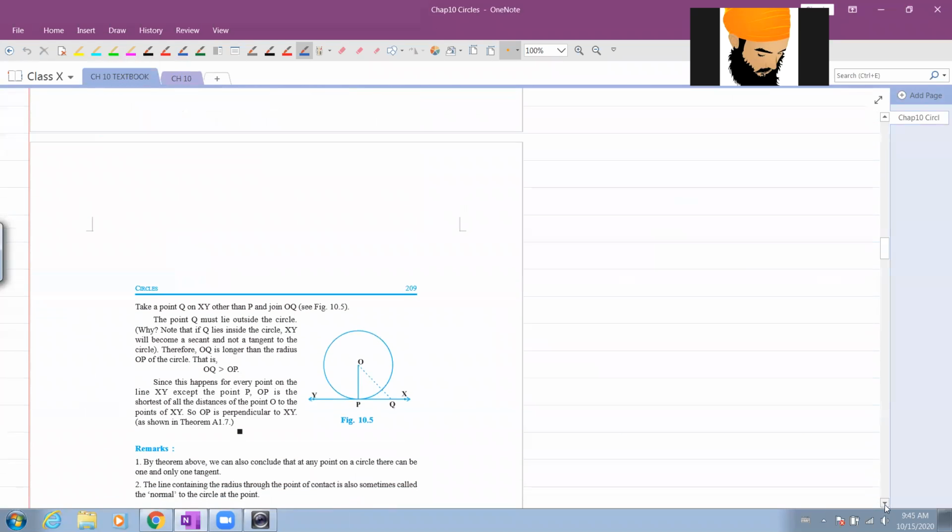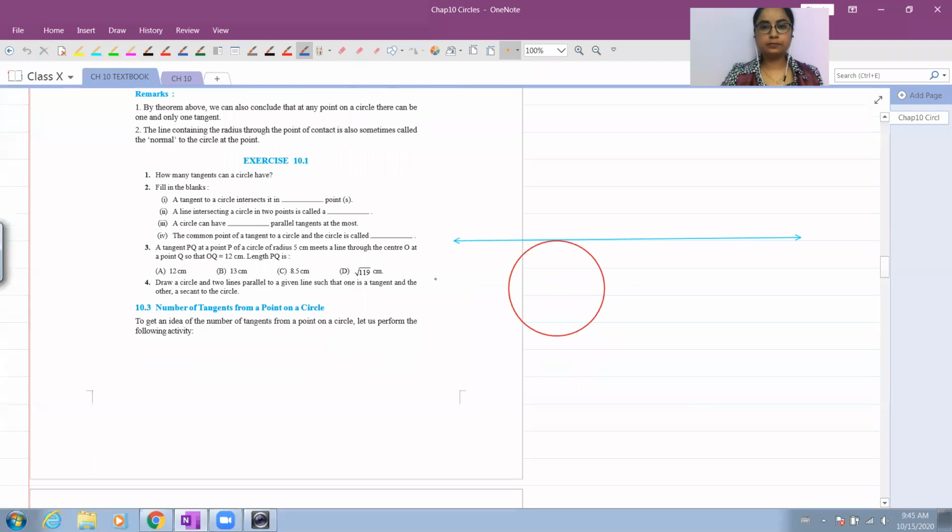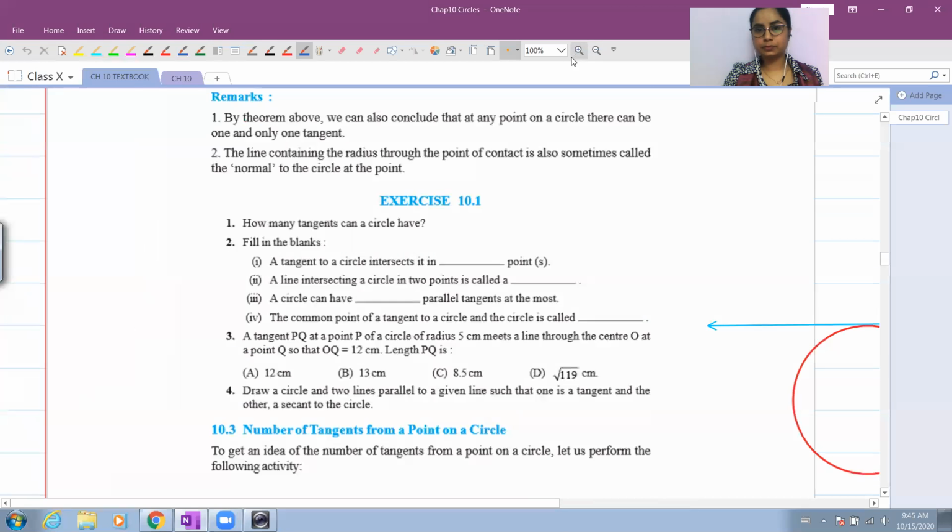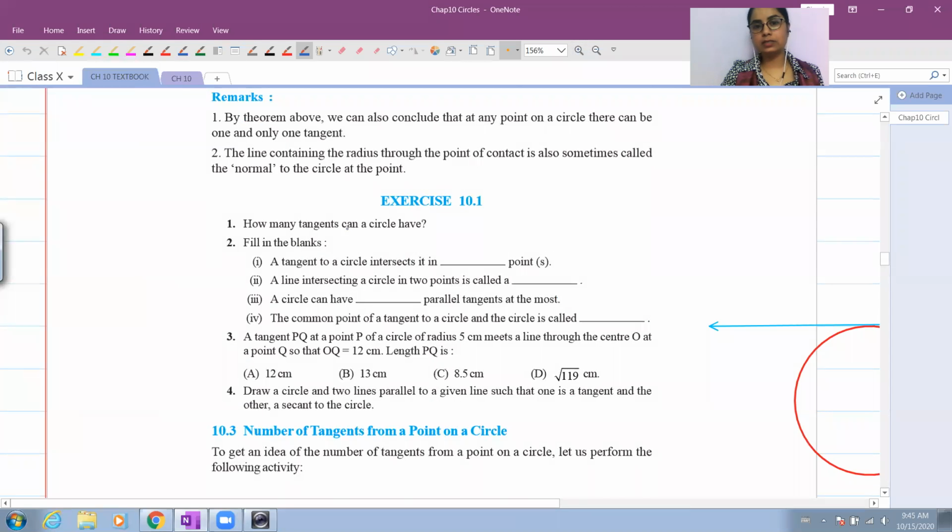Page 209, exercise 10.1. First question, how many tangents can a circle have? So tangent is a line which touches the circle at a point on its boundary. So how many tangents can a particular circle have? Since a circle is made up of infinitely many points, and at those infinitely many points, we can have a tangent at each of those points. So the answer would be infinitely many.